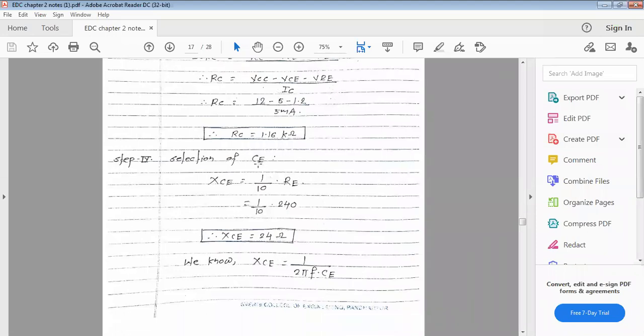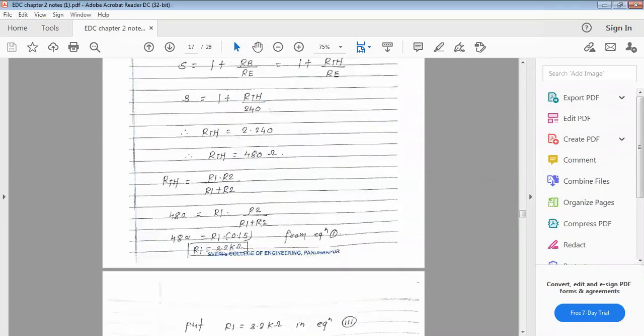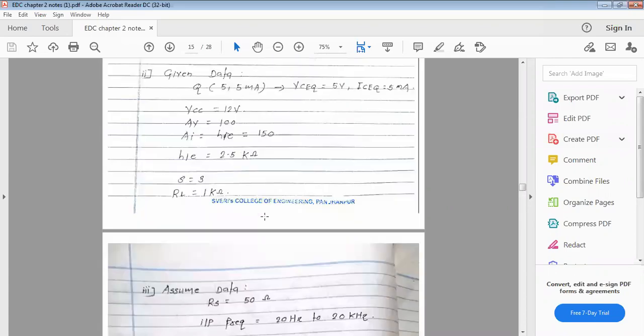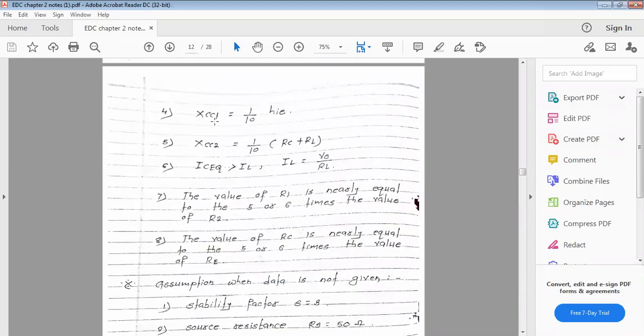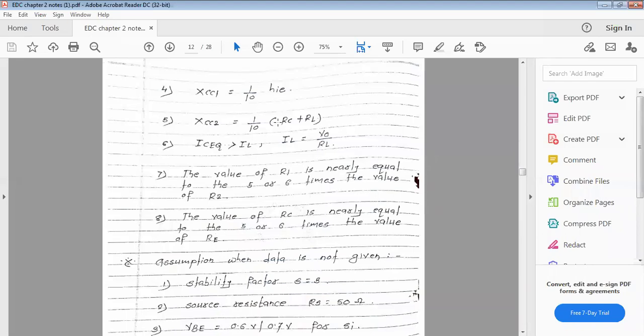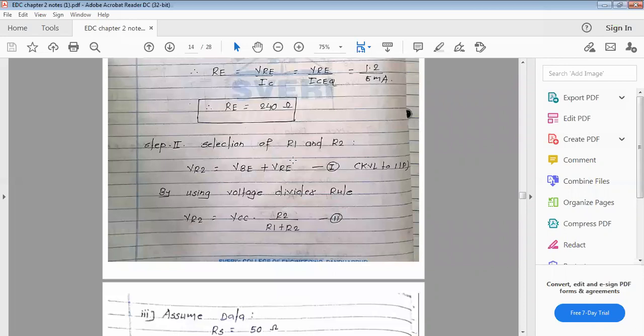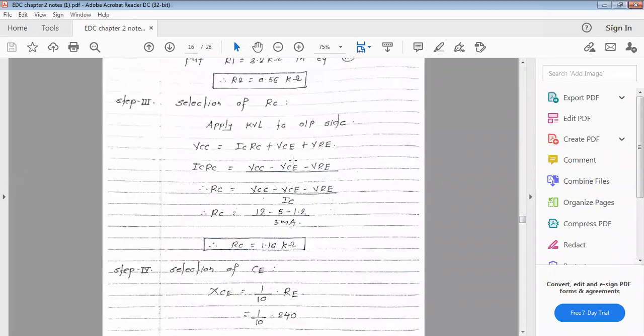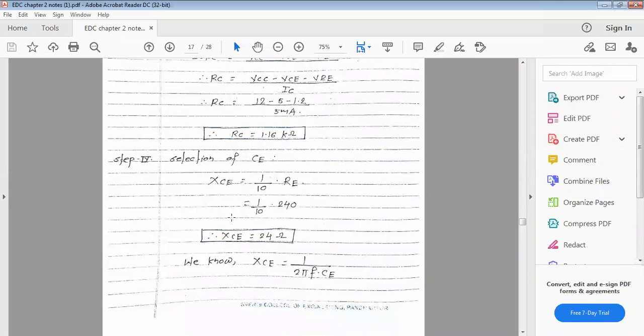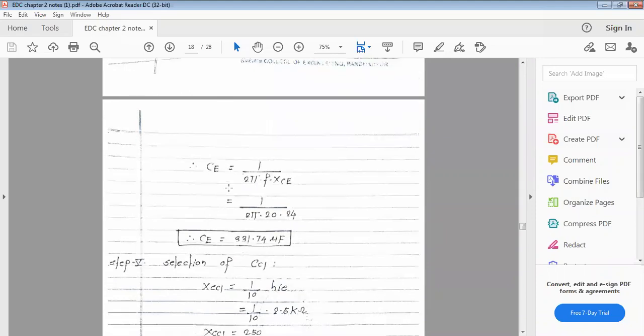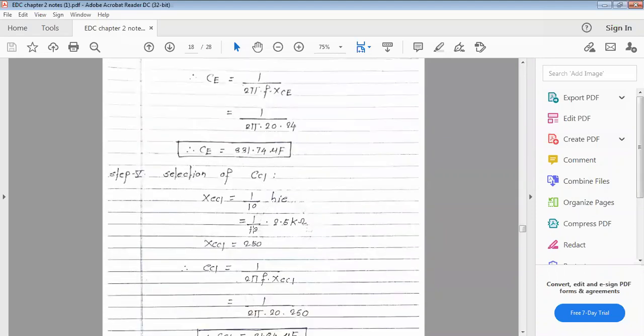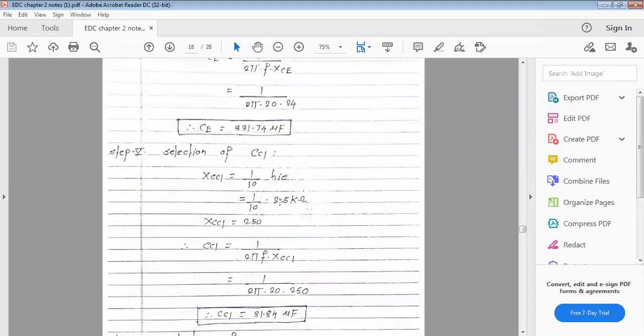Now which is remaining is the value of capacitors CE, CC1 and CC2. So see the relation XC is equal to 1 upon 10 RE. In the assumption they have already given the value. For CC1, XCC1 is equal to 1 upon 10 into HI. HI is nothing but the input resistance of the transistor. So put that value over here. Similarly, XC is equal to 1 upon 10 into RE. So here we are getting the value of emitter capacitance, and for CC1 and CC2, XCC1 is equal to 1 upon 10 into HI, that is the input resistance of the transistor.